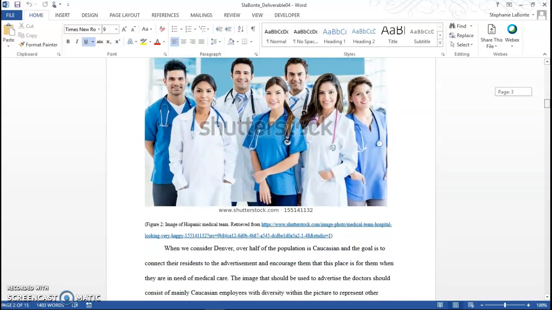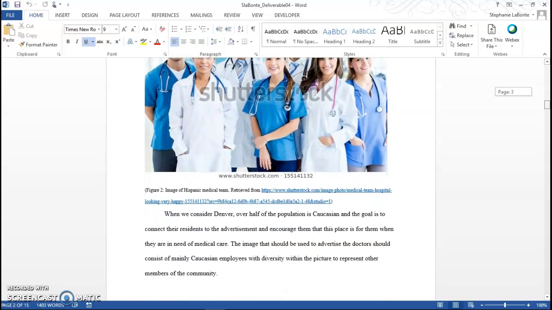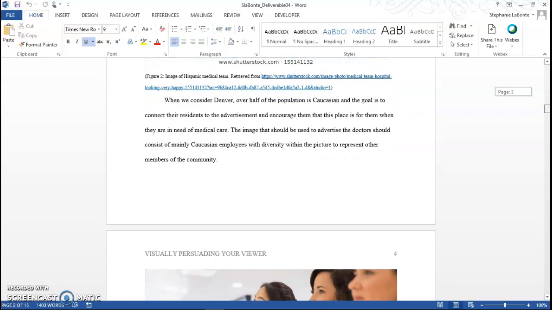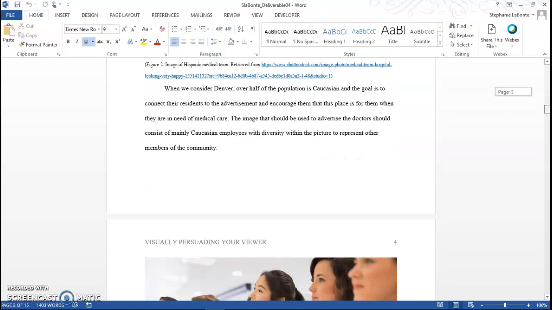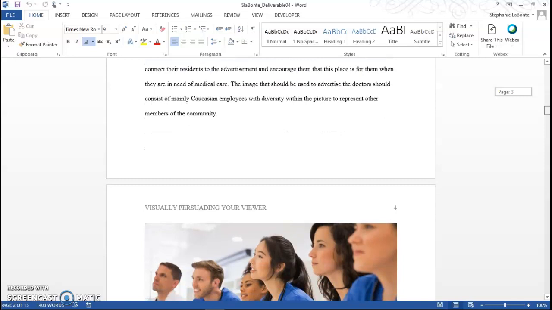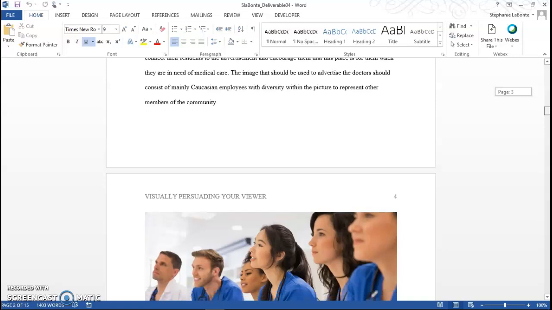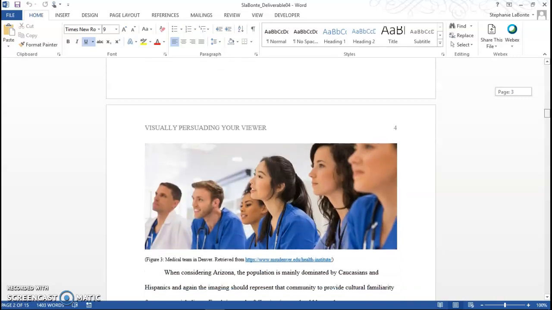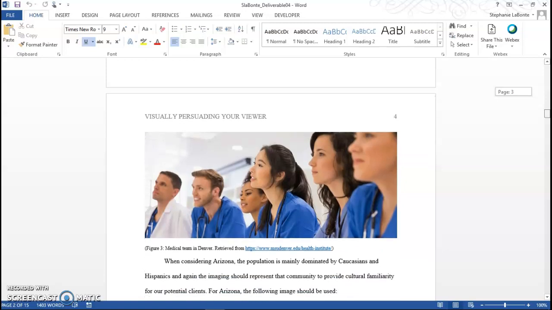in that area. When we consider Denver, over half of the population is Caucasian, and the goal is to connect their residents to the advertisement and encourage them that this place is for them when they are in need of medical care. The image that should be used to advertise a doctor should consist of mainly Caucasian employees with diversity within the picture to represent other members of the community. Notice that we have a nice variety of cultures and races displayed within the staff.